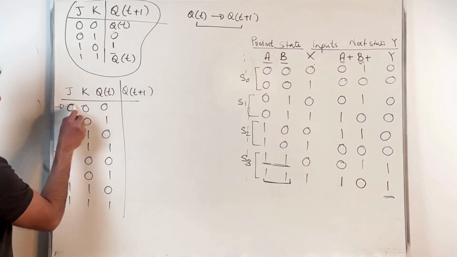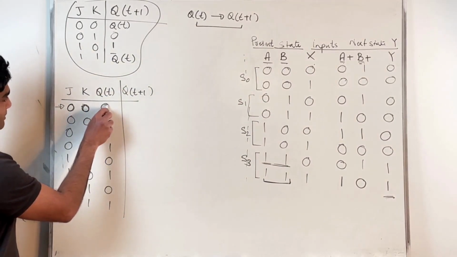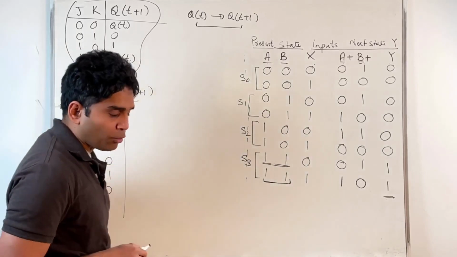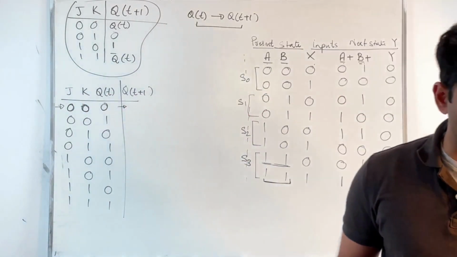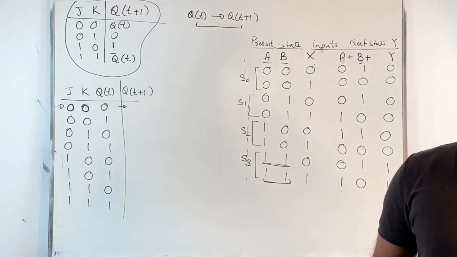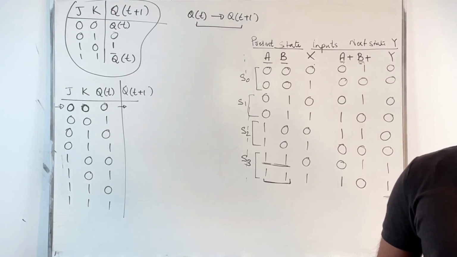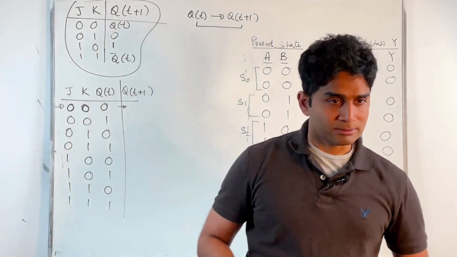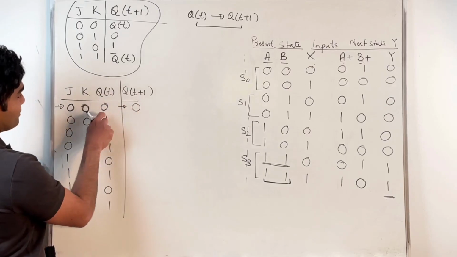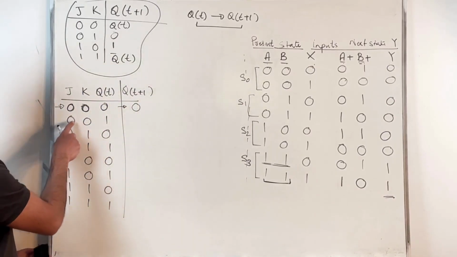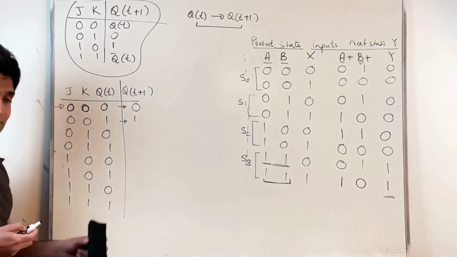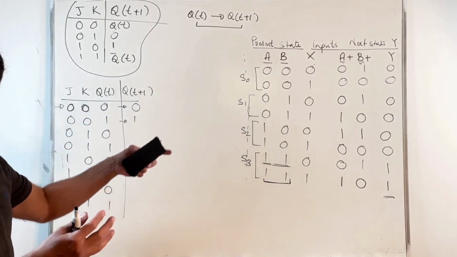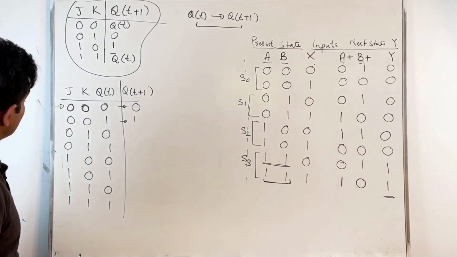I'm applying a value of 0, 0 on my J and K. My present output is 0. So on the next clock transition, what should be my output for the JK flip-flop, represented by QT plus 1? J and K are both zeros. My present output for the JK flip-flop is 0. In the next clock transition, we have the characteristic table, right? That should be 0. That's the memory state. So this value remains. What about 0, 0, 1? Same thing. That should be 1. That's the memory state. Whatever value is there before or in the present state remains in the next state, because 0, 0 corresponds to the memory state for the JK flip-flop. 0, 1, 0.